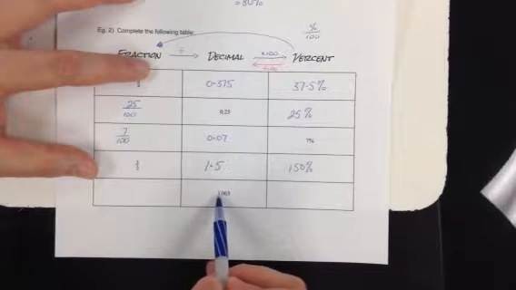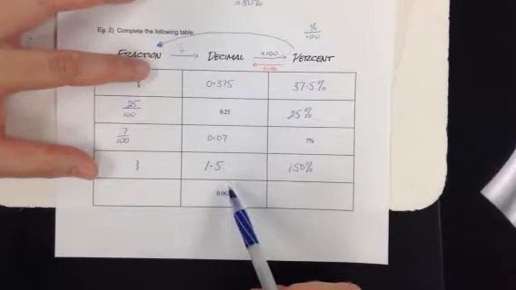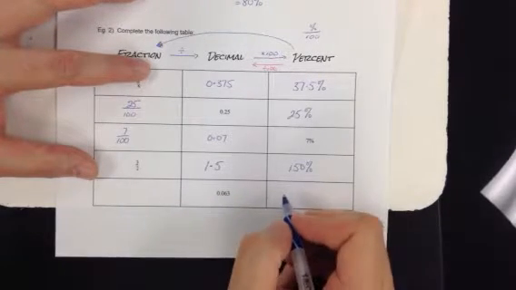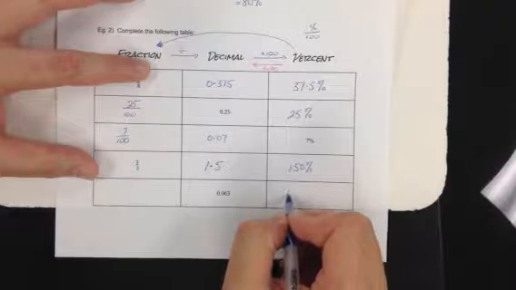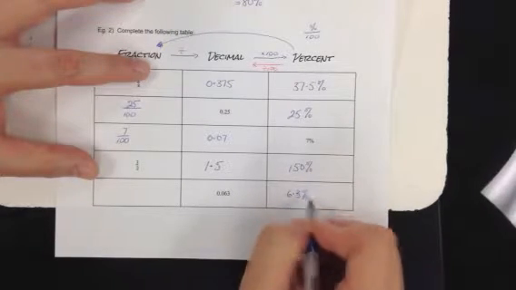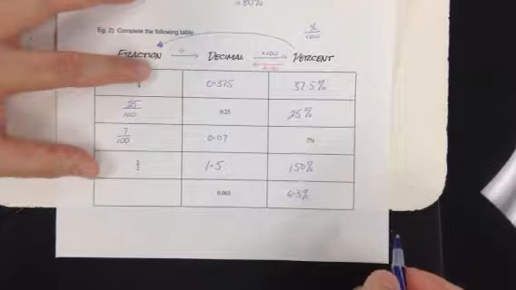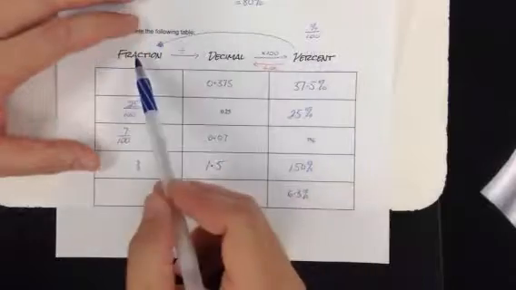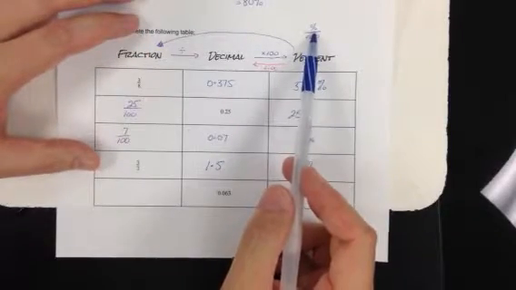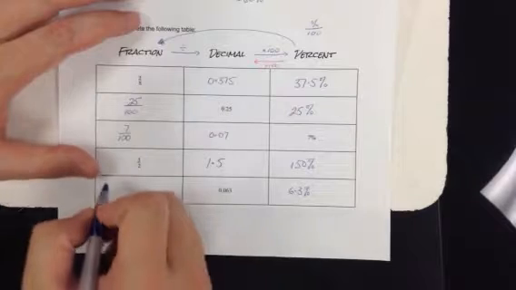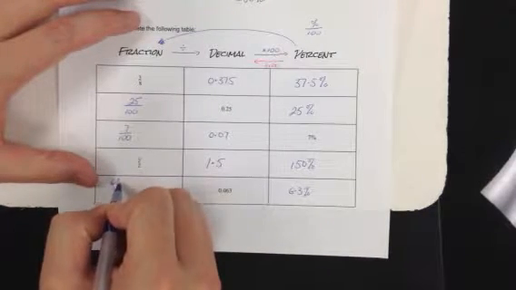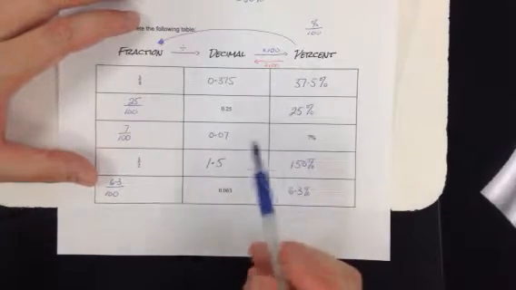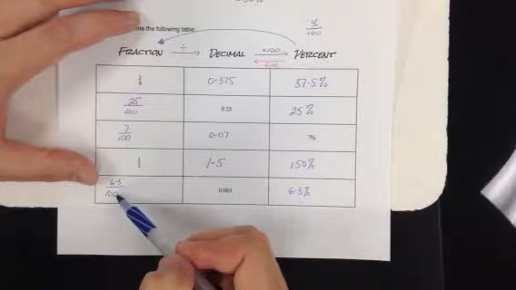For the last one here, 0.063. Again, I'm going to move to the percentage first because I know that all I have to do is multiply by 100. So if I do that in my calculator, I'm going to get 6.3%. And to change from a percent to a fraction, we said before that we can take that percentage and put it over 100. 6.3 over 100.